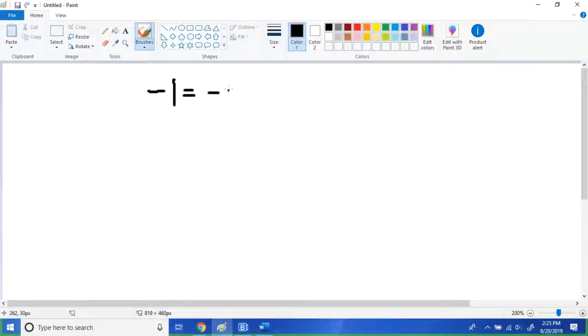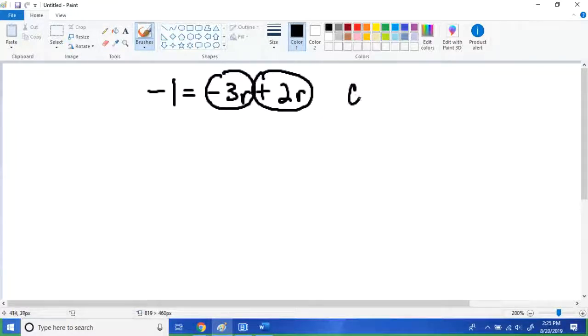Negative 1 equals negative 3r plus 2r. Again, we're looking for something similar on each side of the equal sign. So we have a negative 3r and a positive 2r. We're going to combine like terms. So negative 1 equals, take the sign of the biggest number. If they're different, subtract. It's going to give us negative r. Now remember, we're assuming there's a 1 in front of the variable when there's nothing there. This really looks like 1r.